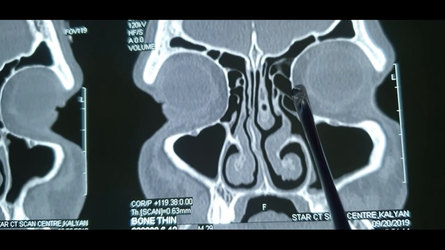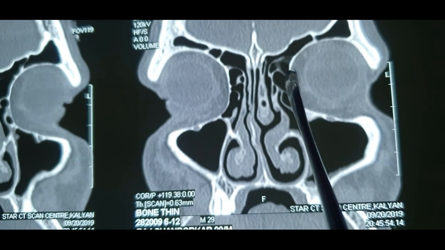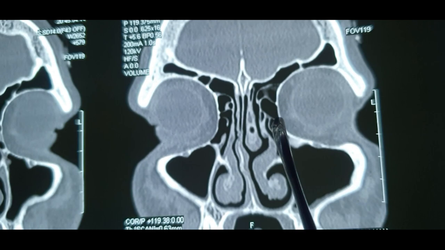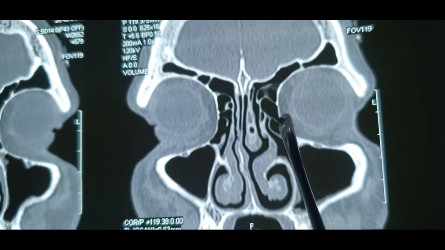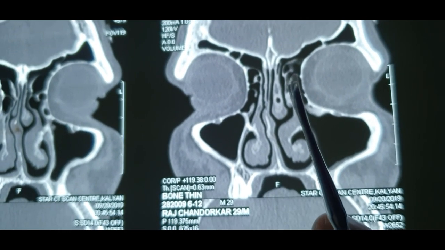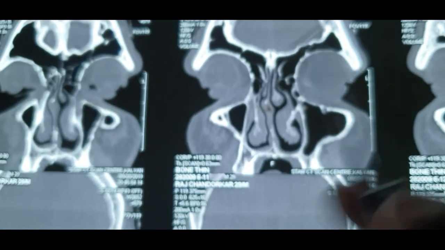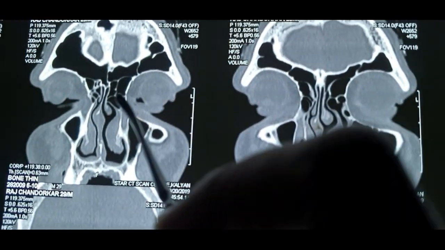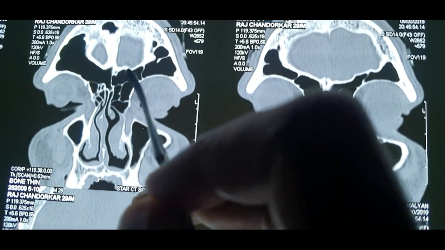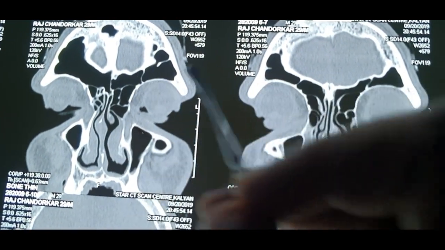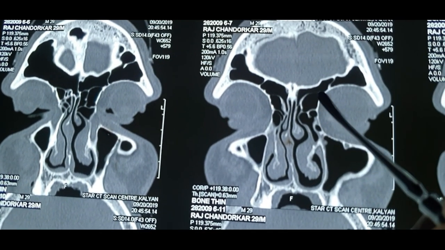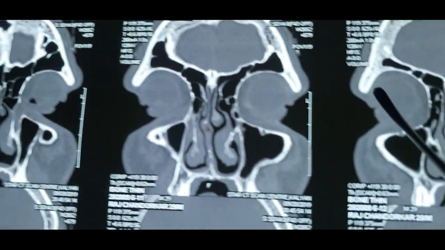As you can see here, that's the lamina of the orbit, that is the medial orbital wall, that's the lamina papyracea. The bulla ethmoidalis is attached to this lamina papyracea. So this was the entire area of the frontal recess. This was the area of the frontal recess, and this is the area of the supraorbital cell draining into the frontal recess and posteriorly into the supraorbital recess.